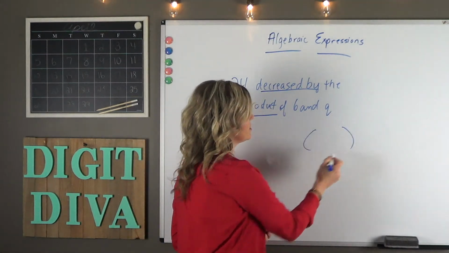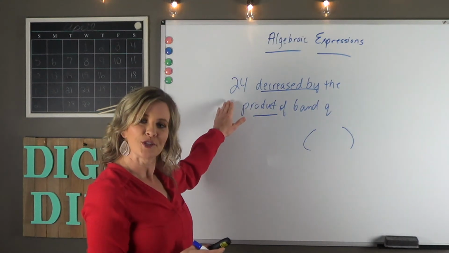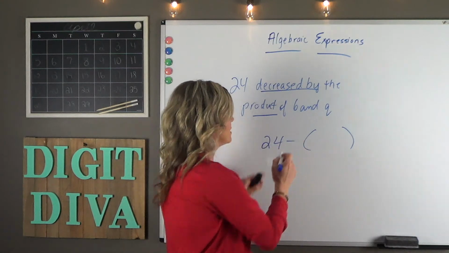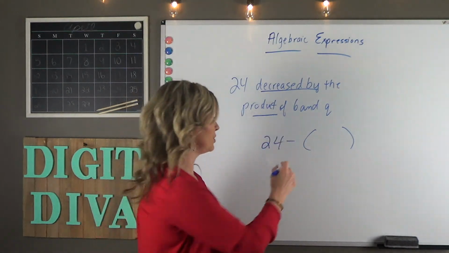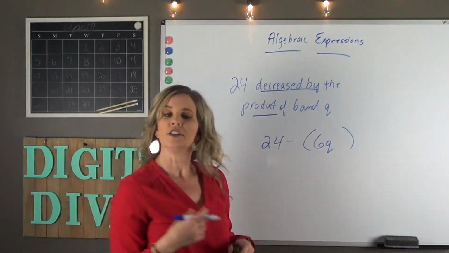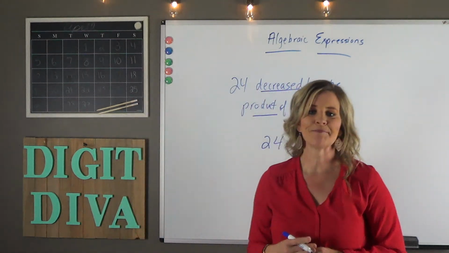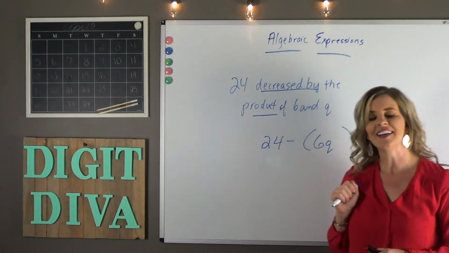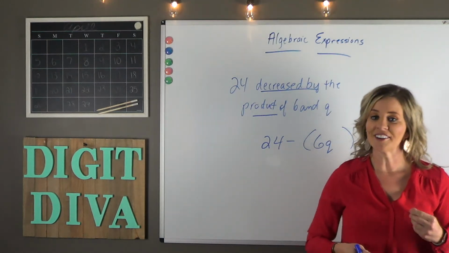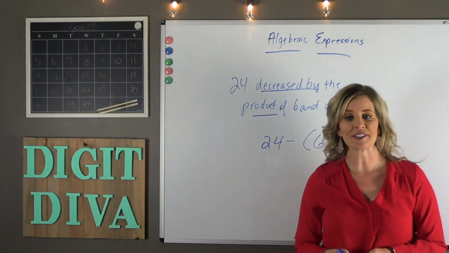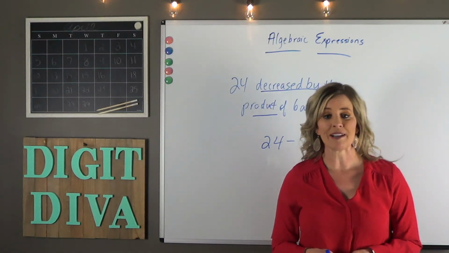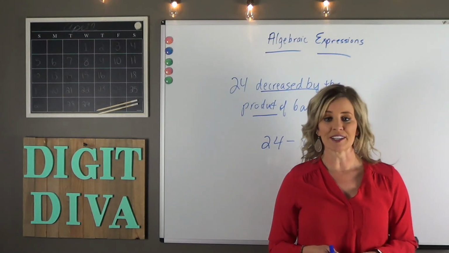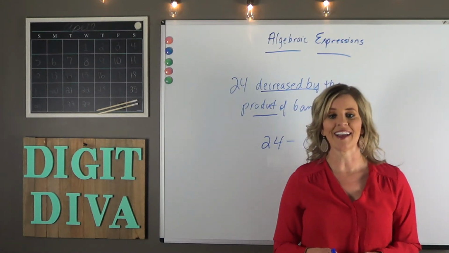So I'm going to go ahead and make myself a set of parentheses. So this time it says 24 is being decreased. So 24 decreased by the product of 6 and q. Okay, looks perfect. Hopefully you are understanding how to write algebraic expressions. Feel free to go back and look at my slides at the end of this video, and I hope you are walking away today feeling a little bit more confident in how to write algebraic expressions.